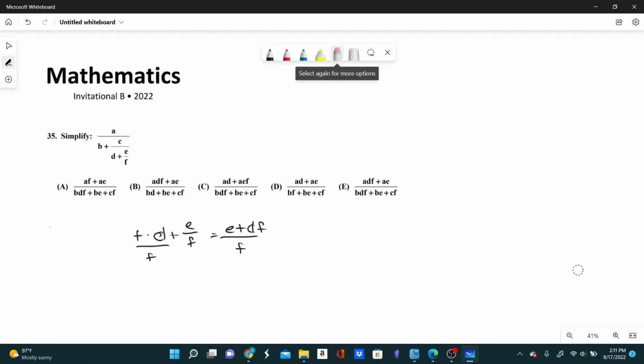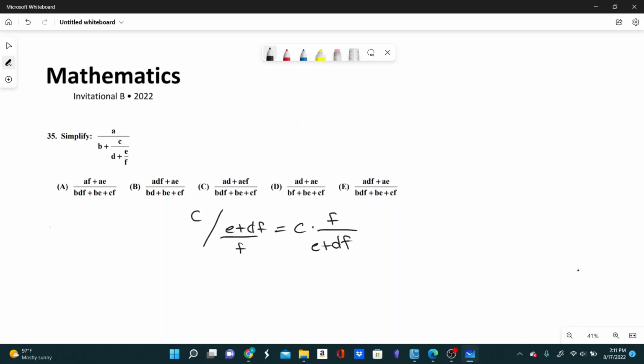Okay, so then that's going to be C divided by that. So you see with C divided by D plus E over F, this part is D plus E over F. So it's going to be C divided by this. So when you're dividing, you can flip the fraction and multiply. That's almost the definition of division. So this is the same thing as C times F over E plus DF. And so that's going to be equal to just CF over E plus DF. And so now we have this entire thing.